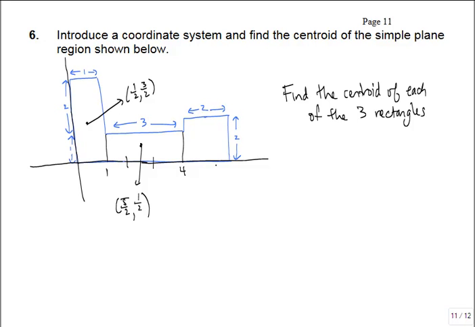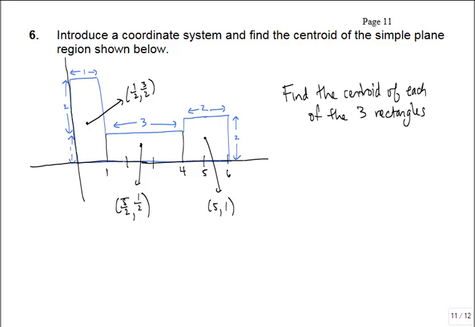And then this last shape over here is actually a square, so its center is going to be right in the middle, and that means that the x-coordinate is going to have to be right at 5, halfway between 4 and 6, and the height is going to be halfway up this height of 2, which would make it a height of 1. So for these simple shapes, you can just eyeball where that centroid would be.